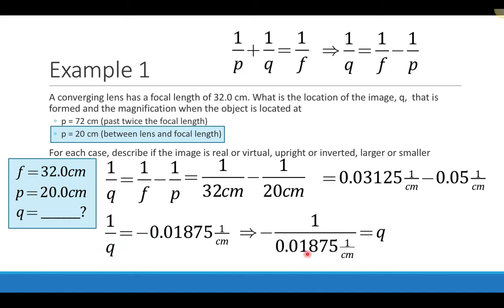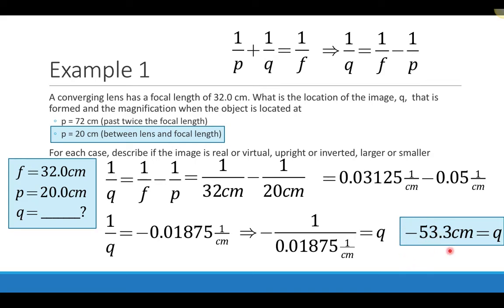To find the actual image distance, I have to cross multiply. So the minus sign comes over to the other side, and I would divide 1 by 0.01875, and I get that my image distance is now a negative 53.3. The fact that the image distance is negative tells me that it's actually a virtual image, and the image is located on the same side of the lens as the object.